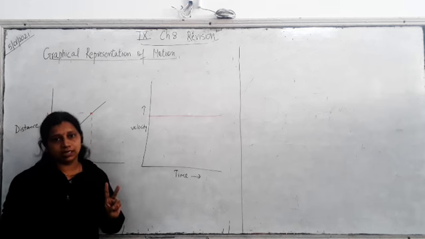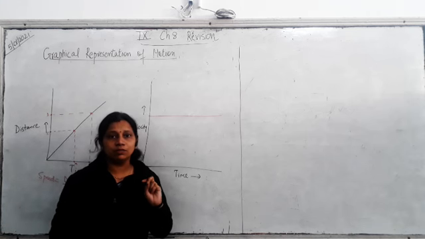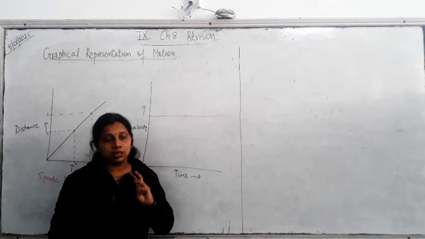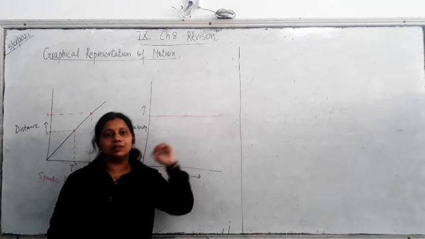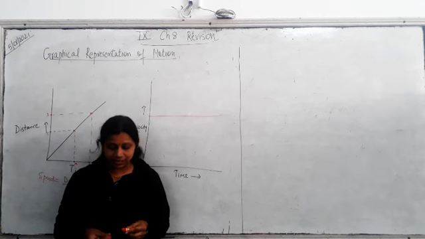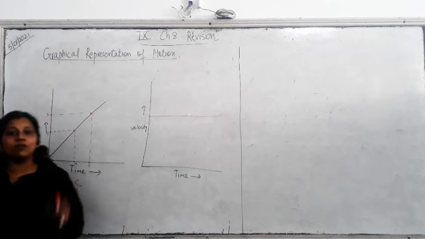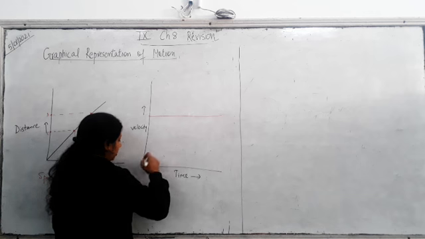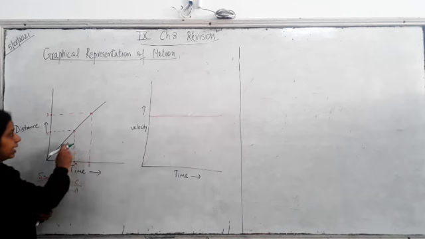Now there are two things. One is uniform velocity, and second thing is uniform acceleration. Uniform acceleration means when your velocity is changing equally in equal interval of time. And uniform velocity means your velocity is not changing. So if I have to draw a graph of uniform acceleration, then in velocity time graph it should be like this straight line. Same like what I have here.